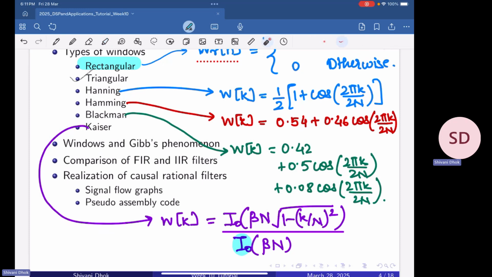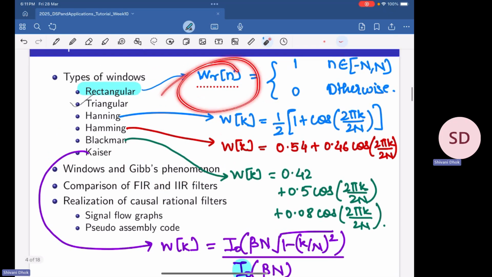After that we looked at the windows and Gibbs phenomena. We said that we have Gibbs phenomena due to sudden truncation, and in order to smooth these things and to subside the side lobe amplitude, we go for other kinds of windows. Then we compared the FIR and IIR filters. We figured out how much order both of them require, what the complexities involved are, and so on.